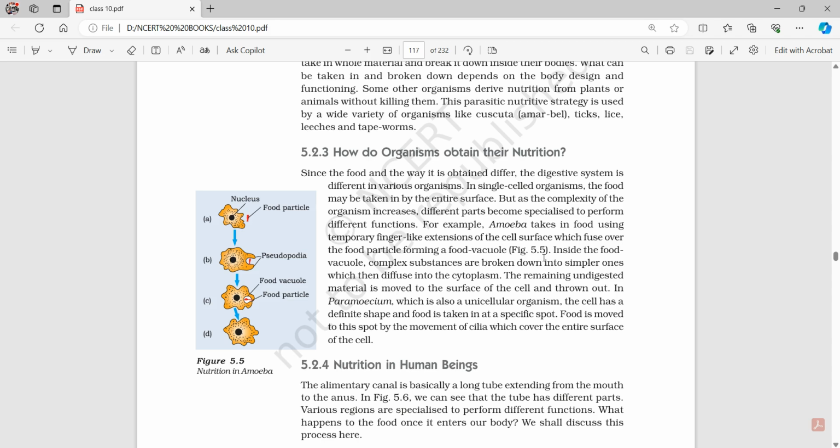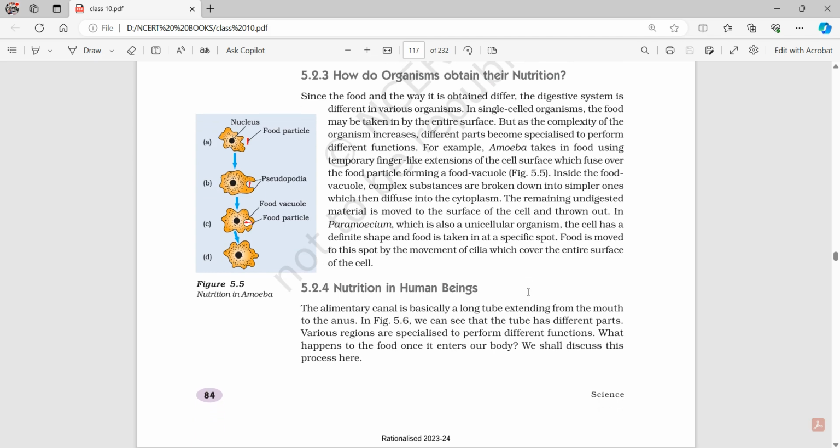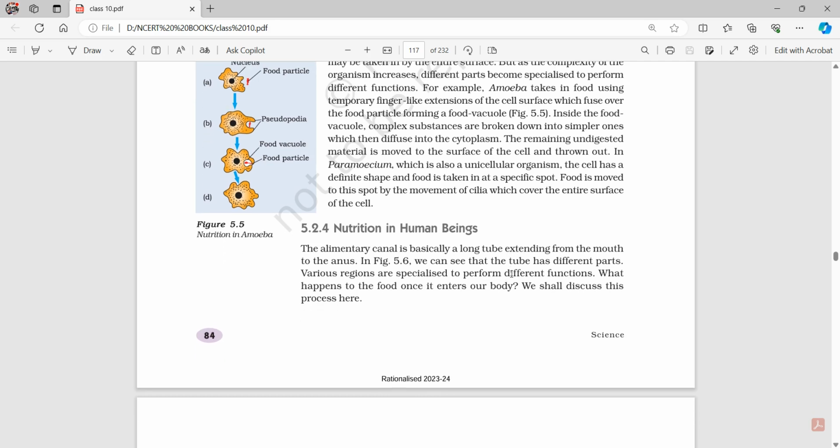Figure 5.5. Inside the food vacuole, complex substances are broken down into simpler ones, which then diffuse into the cytoplasm. The remaining undigested material is moved to the surface of the cell and thrown out. In paramecium, which is also a unicellular organism, the cell has a definite shape and food is taken in at a specific spot. Food is moved to this spot by the movement of cilia, which cover the entire surface of the cell.